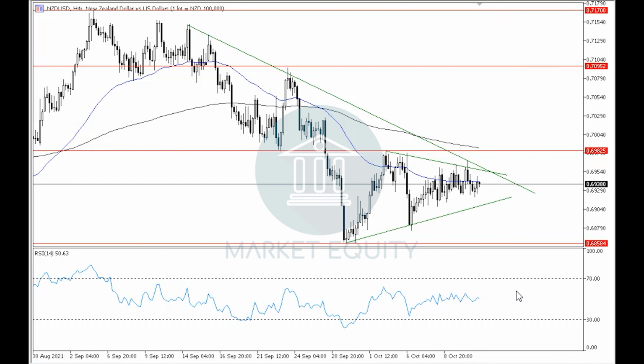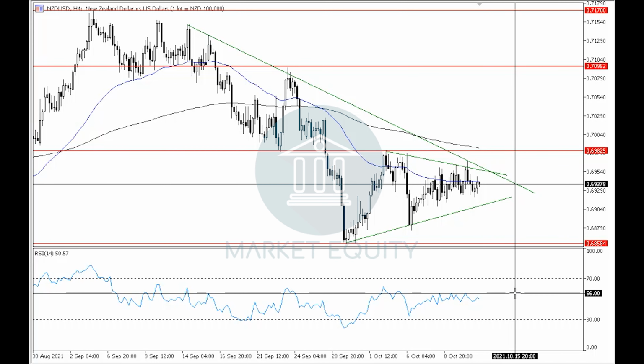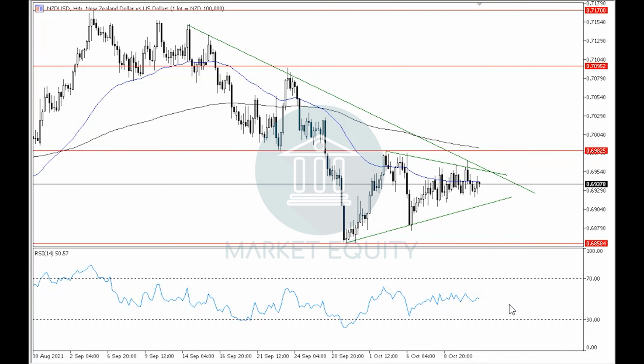If we notice the RSI indicator in the 4-hour time frame, then we can see that by rebounding downwards off of around level 60 and by moving around level 50, it supports the continuity of the overall downtrend.